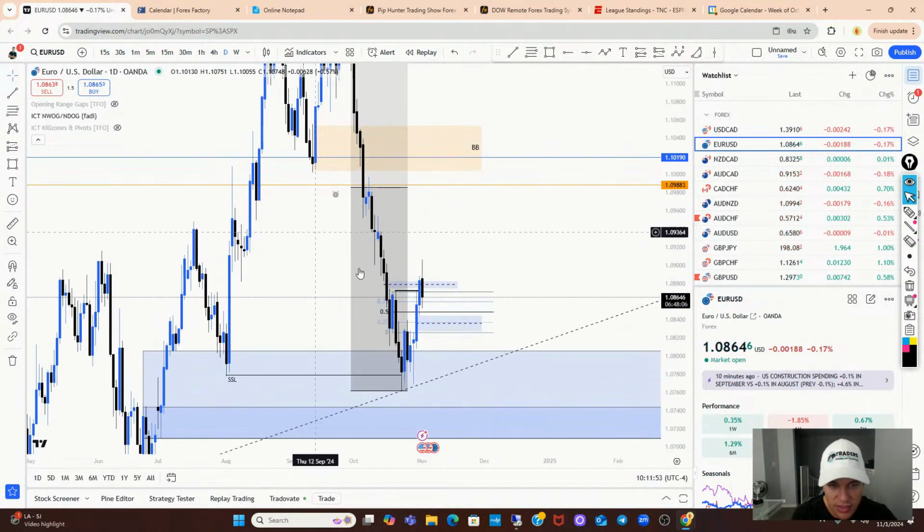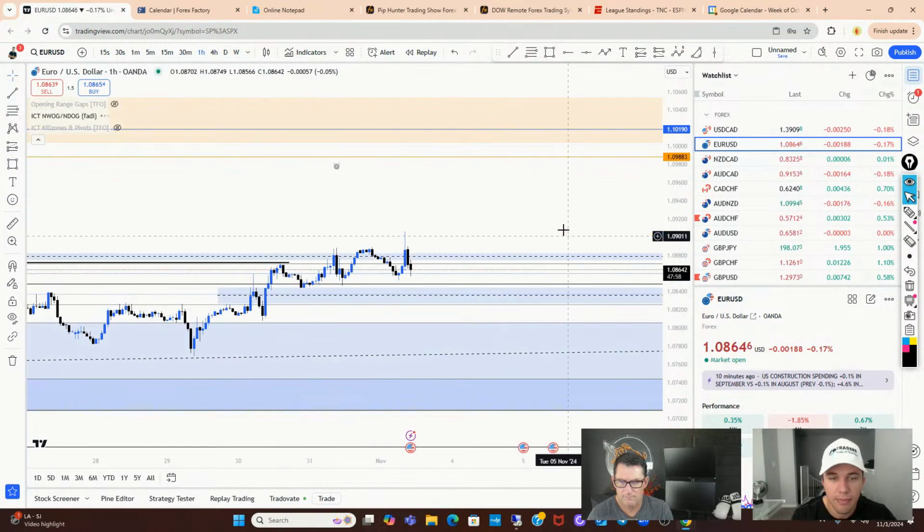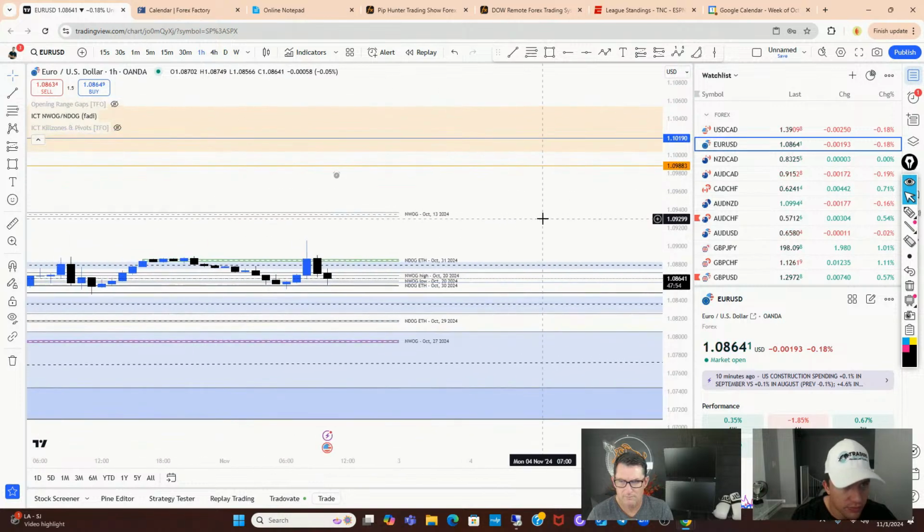So still not receiving any displacement out of this breaker. We go to the 1 hour here. I could take some of this stuff off here. Oops.